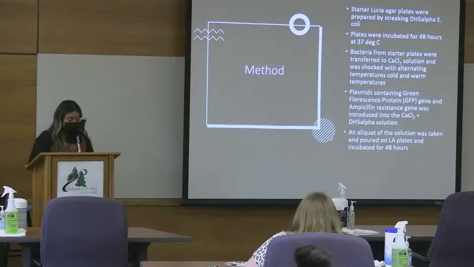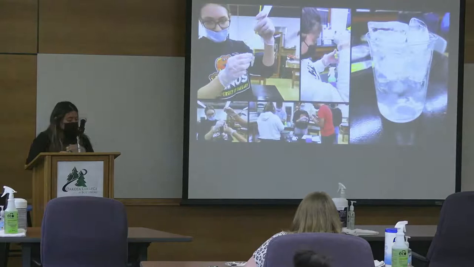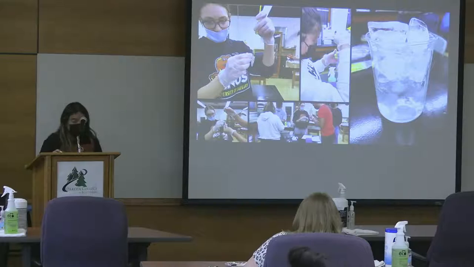After 48 hours, we collected bacteria from a starter plate and transferred it to a calcium chloride solution. We shocked the tubes by alternating cold and warm temperatures. We placed the tubes in ice-cold water, which you can see in the far picture, which reached near 0 degrees. And then using our hands, we shocked the temperature back up to 98 degrees.